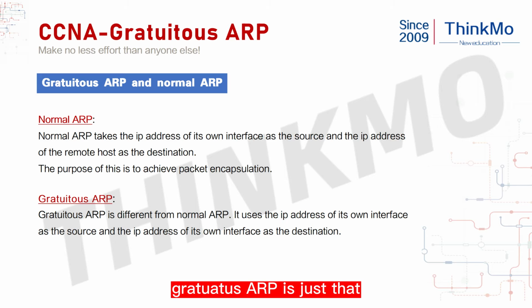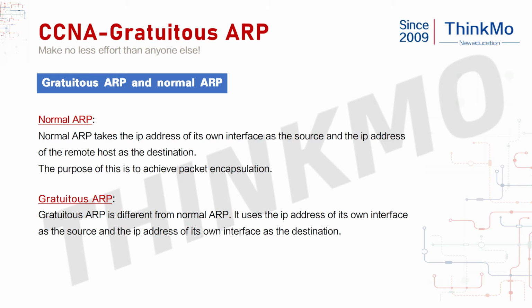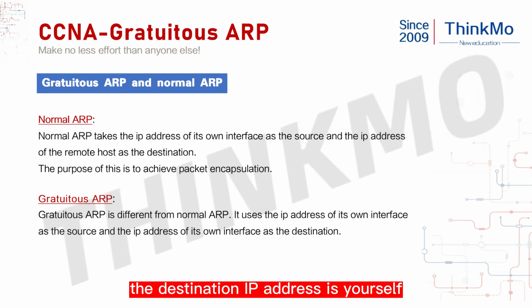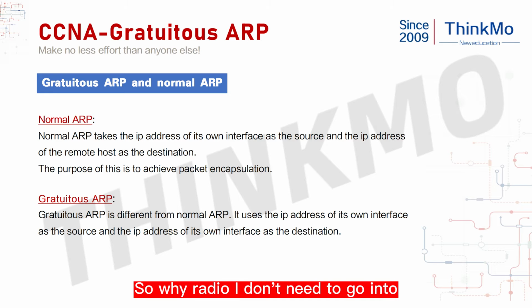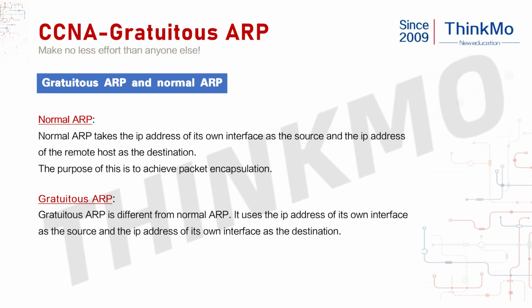Gratuitous ARP is just that: the source IP address is yourself, and the destination IP address is yourself. It is sent as a broadcast. Remember, it has to be a broadcast ARP packet. Why broadcast? I don't need to go into too much detail about this. It is just to get the word out to the whole network.